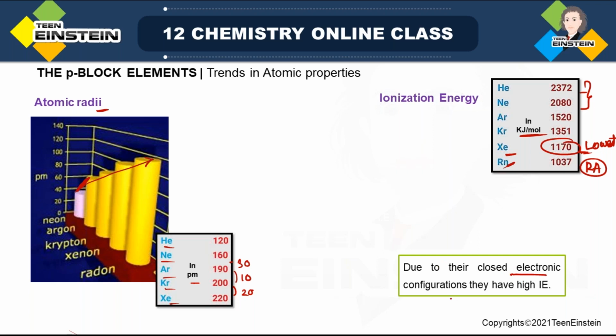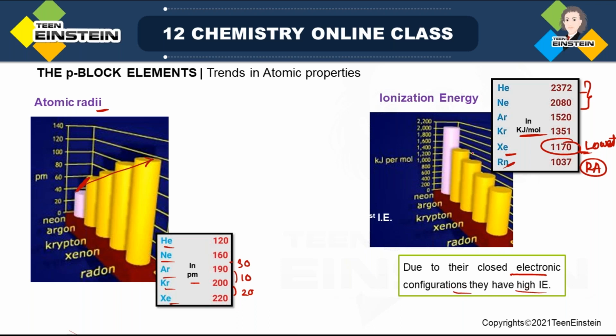Now, because of their closed electronic configuration, they have high ionization energy. In general, their ionization energy value is very high. See, all these are four figure values, 2372 up to 1037. All these are actually very high. Yes, it is true that among them, helium has the maximum. But if you compare ionization energy with other groups, here it is maximum because it is a fully filled stable configuration.